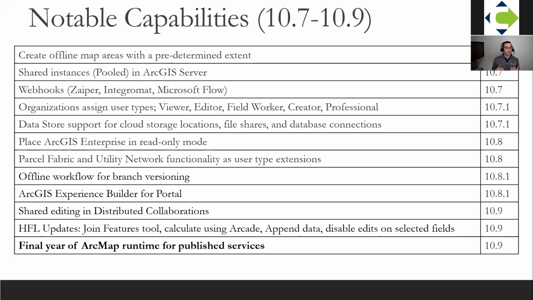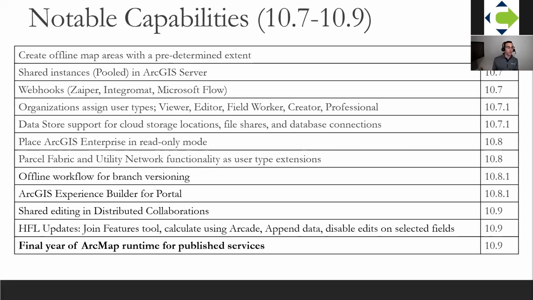So being able to run the Join Features tool, create related records in one layer, right? Joining in a web map and having that kind of update on the fly, using Arcade to calculate values for hosted feature layers, appending data, just like we've seen in ArcGIS Online for a long time. Now you can log into your hosted feature layers and append data right there. You don't have to republish or anything. And disabling edits on selected fields. That's another big one if you're using ArcGIS Enterprise with hosted feature layers.